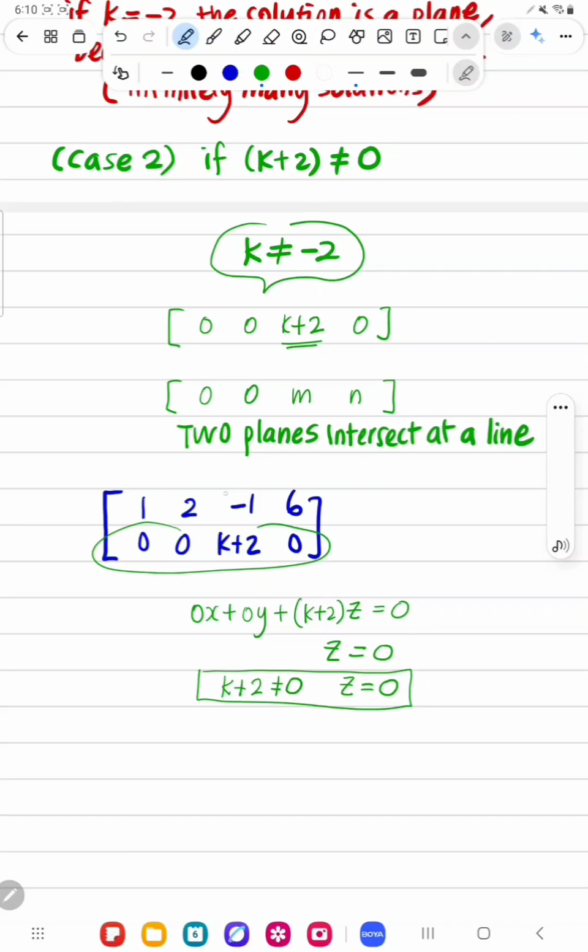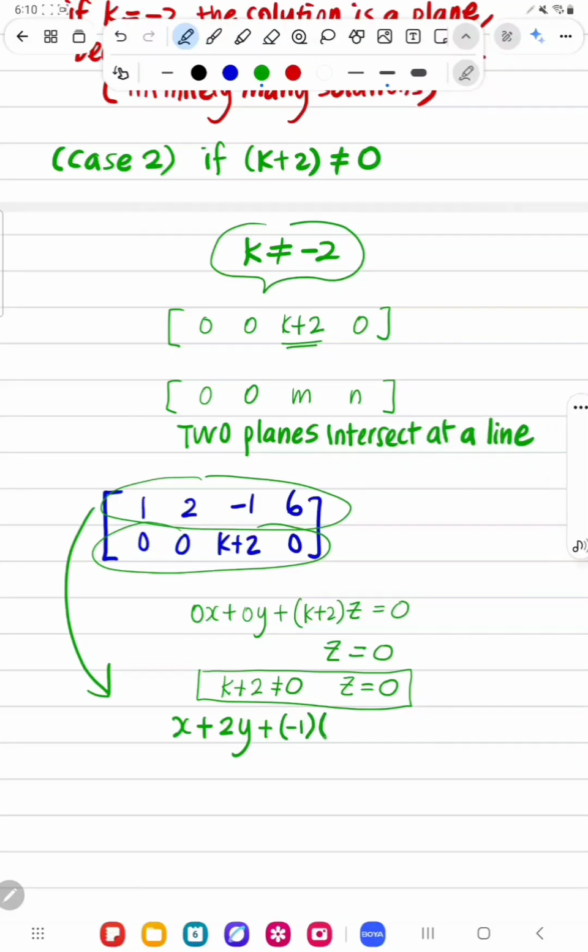Back to first row of the matrix. Can you write the equation that connects x and y? The equation is x plus 2y plus negative 1 times 0 is 6. x plus 2y is 6. Student, do you know what I am doing now? I am trying to find the equation of a line when k plus 2 is not 0.